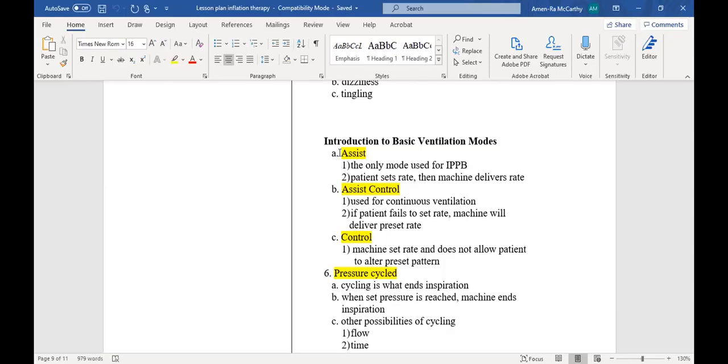The parameter that affects how much pressure the patient has to pull on in order to trigger a breath is the sensitivity. I can make the machine very sensitive, and all the patient has to do is just kiss the machine and it will trigger a breath to them. Or we can make the machine less sensitive, and the patient would have to pull real hard, a real negative pull, in order for the machine to finally say, okay, you can have the breath.